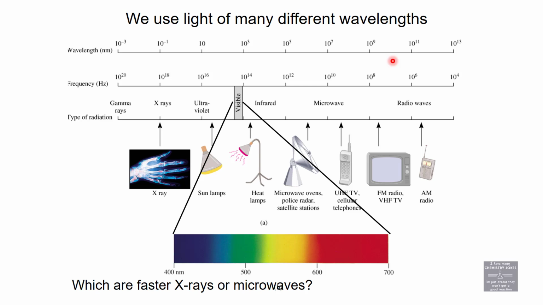Which moves faster, X-rays or microwaves? That's a trick question. All of these waves travel at 3 times 10 to the 17th nanometers per second. Sometimes people think higher frequency means travel faster. Frequency times wavelength will always equal 3 times 10 to the 17th nanometers per second. Okay.